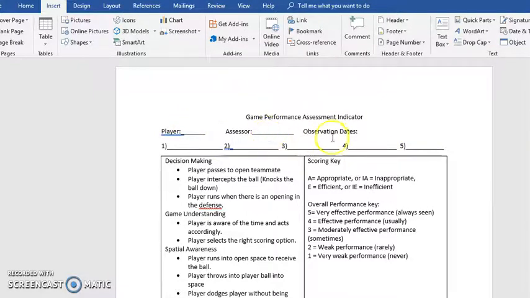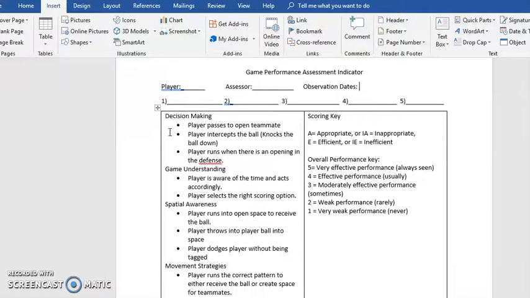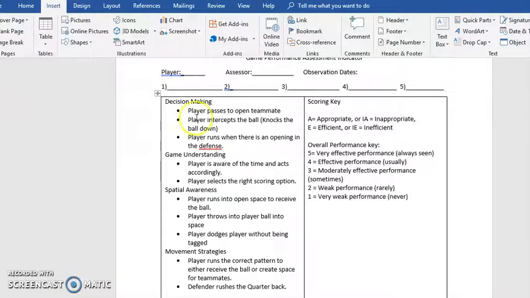Put your name down as the assessor and then the observation date, so the days you watch the player play. In the online lesson, I want you to watch an NFL player and observe their decision making, game understanding, space awareness, and movement strategies. Here we've got the criteria and some examples.